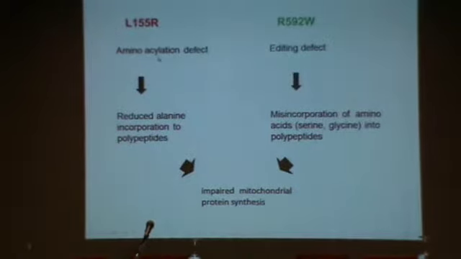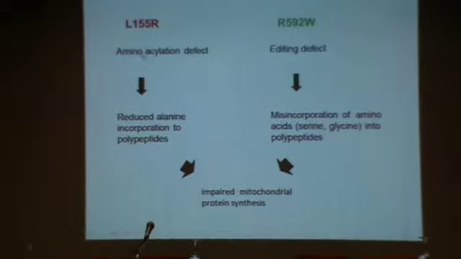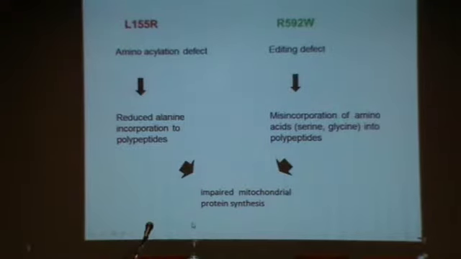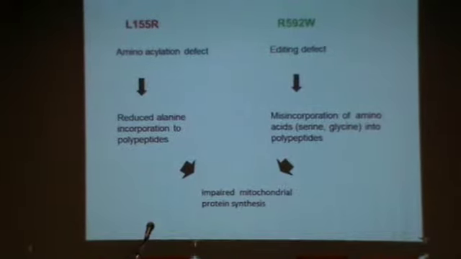So we could suggest that this one mutation that we found was causing a problem in adding the amino acid in, and the other mutation was probably causing more errors into the proteins. And all of these would cause impaired mitochondrial respiratory chain protein synthesis, which is also relevant to what we saw happen in this patient.